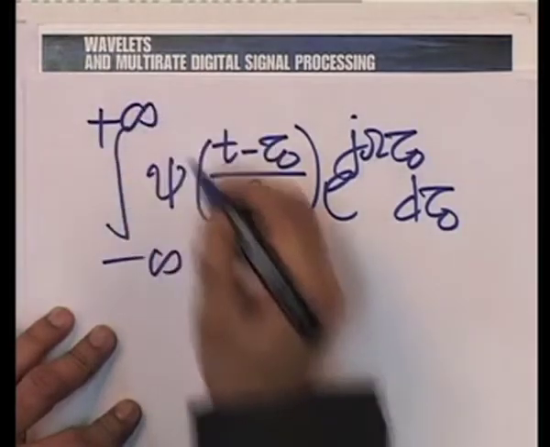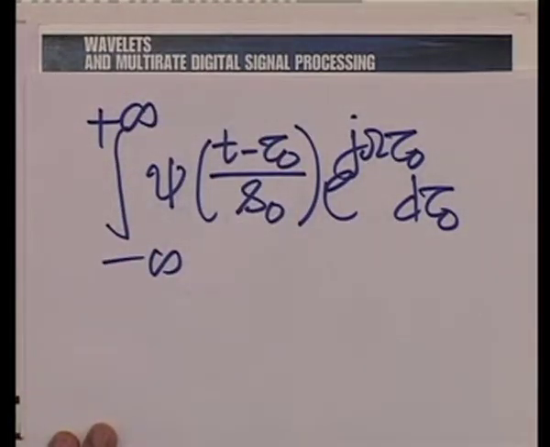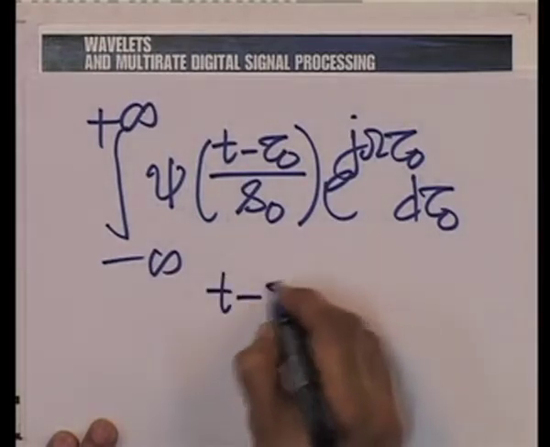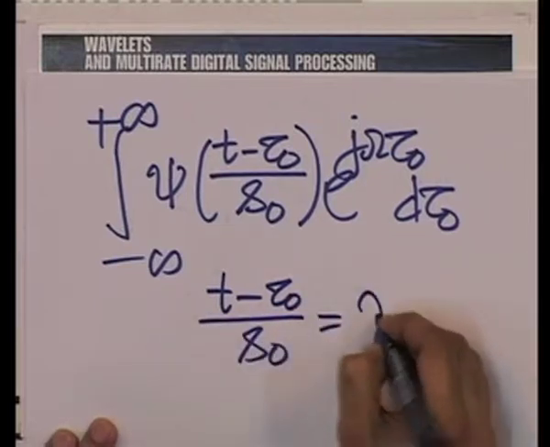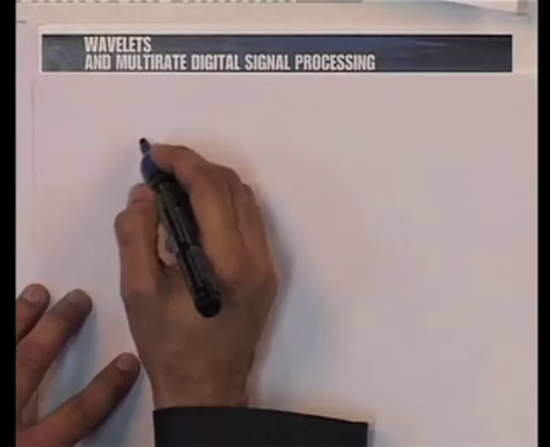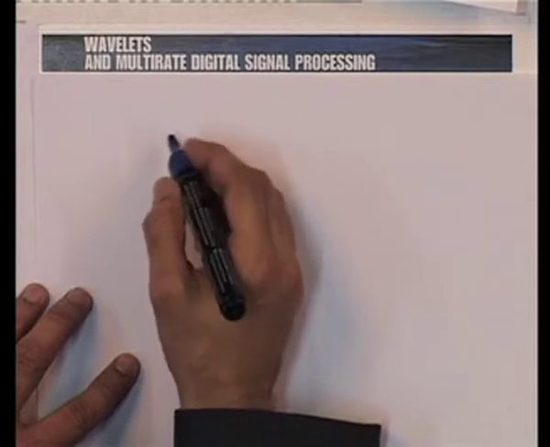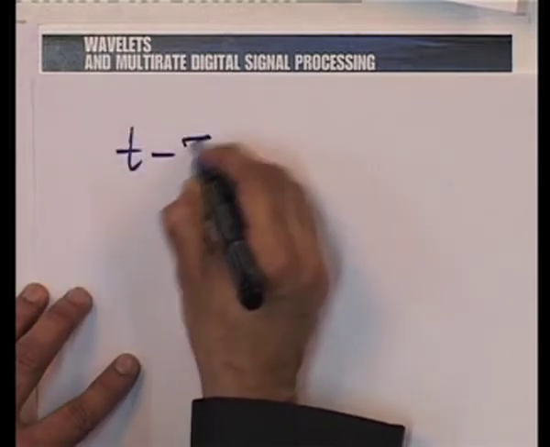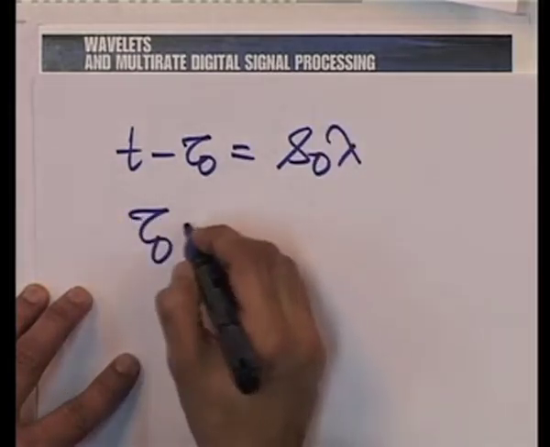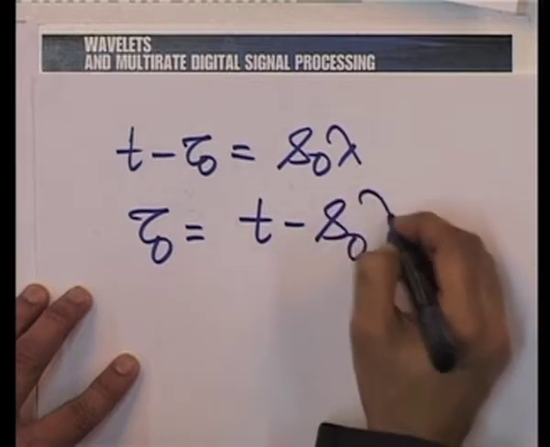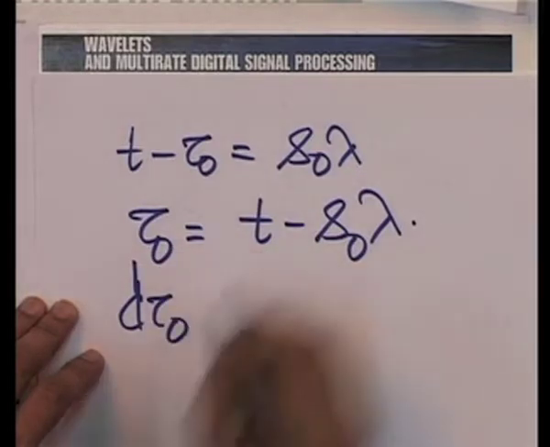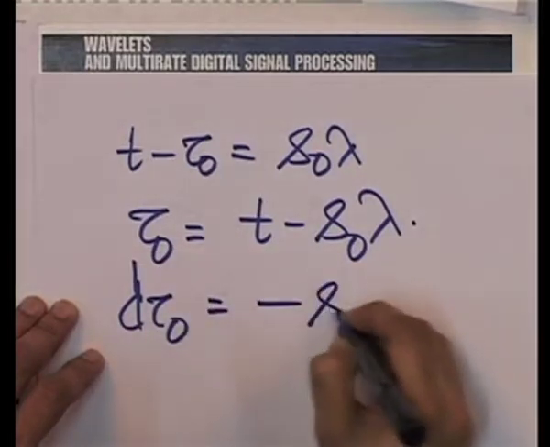And this is a very familiar quantity here after all. This looks very much like a Fourier transform. In fact, if you simply care to put t minus tau naught by s naught equal to lambda, as is the standard trick, you will indeed get exactly that. So, then you have t minus tau naught is s naught times lambda, and therefore, tau naught, taking it to the other side, is t minus s naught lambda, and therefore, d tau naught, noting that t is a constant for fixed t, is minus s naught d lambda.